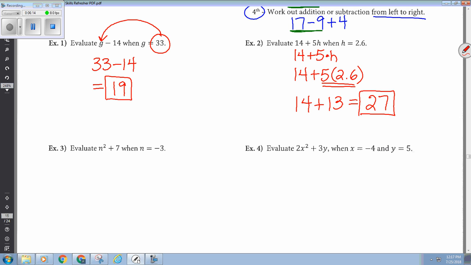Example 3. Evaluate n squared plus 7 when n is equal to negative 3. So now we're going to be plugging in a negative number. When you plug in negative numbers, it is strongly advised, i.e. I'm telling you to do it, put the negative number in parentheses. Take that negative number, and when you plug it in, put it in parentheses.